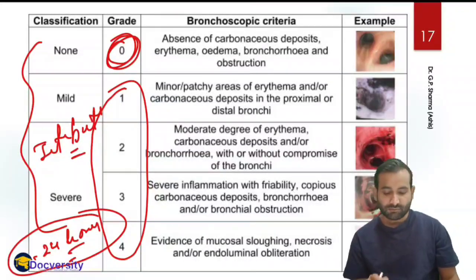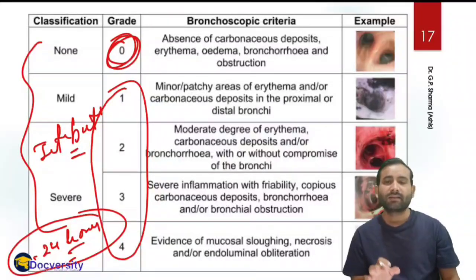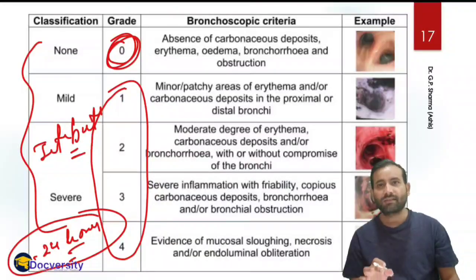So if you understand, we did the classification of the causes of the burn, and then the inhalational burn grading. Now the burn wound, and then the classification of the burn wound, we will do it in the next lecture.